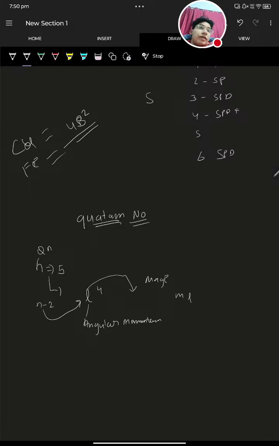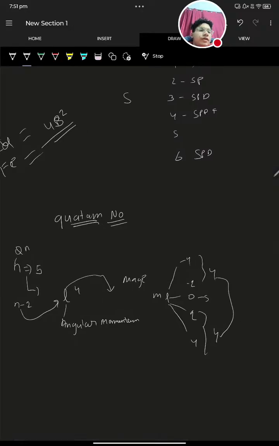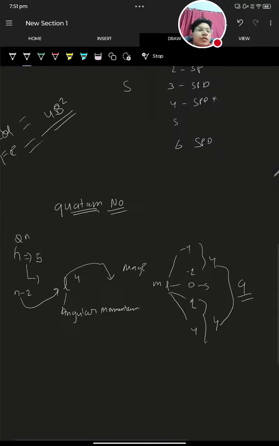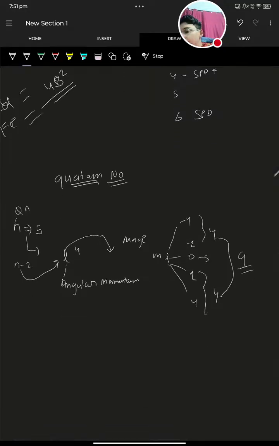ml, the magnetic quantum number ml would be represented. If there are four, then you will go from -4 till -1, write 0 here, till 1 till 4. So 1 to 4 is 4, this is 4, this is 1, so 4 and 4 is 8, 8 and 1 is 9. So 9 are your possible outcomes here.